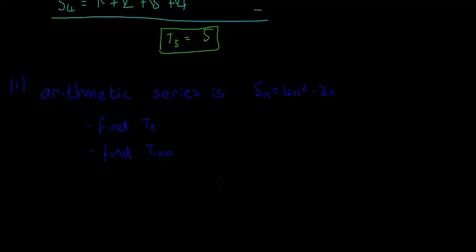So here's our example, which I just scribbled out. We have an arithmetic series given by the formula S of n is equal to 4n squared minus 3n. We want to find T of n, and we want to find T of 100. You might think that doesn't look much like the formula we've seen before. The formula we've seen is S of n is equal to n over 2 multiplied by 2a plus n minus 1 times d. Yeah?